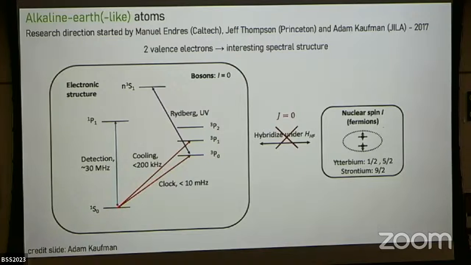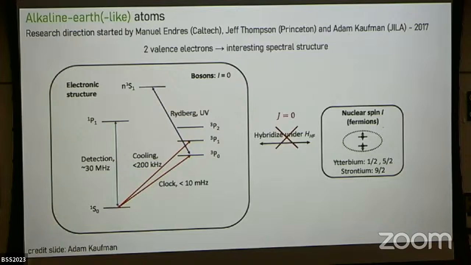You have a 3P0 state that you couple to with this clock transition. You can use another fairly narrow transition to cool, exciting to the 3P1 state. You have another transition here that you can use for detection and also cooling. And then finally, you can couple this 3P0 state, which is a metastable state, so you can use it as a qubit state as well, to any Rydberg state that you want to use.